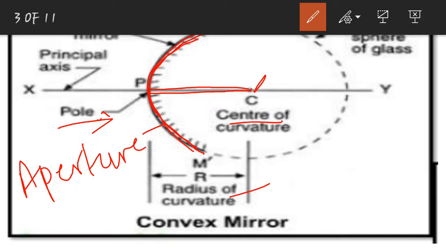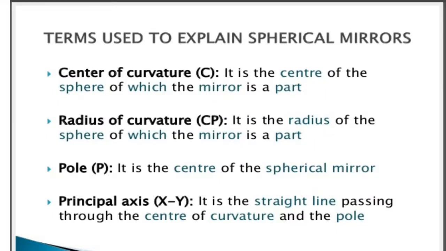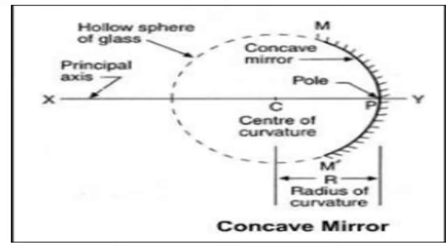Then we have the principal axis. The principal axis is an imaginary line drawn passing through the pole and the center of curvature. Clear? Understood? These are the related terms which you have to write down in your notebook: center of curvature, radius of curvature, pole, principal axis. Then this is for the concave mirror.